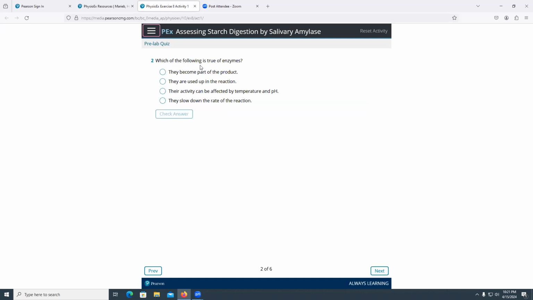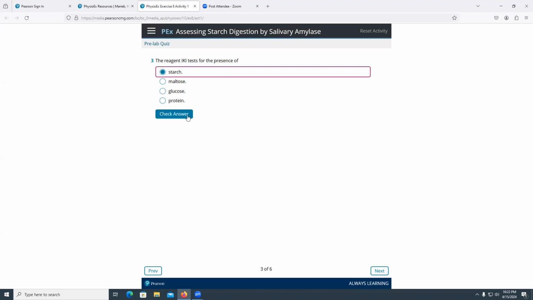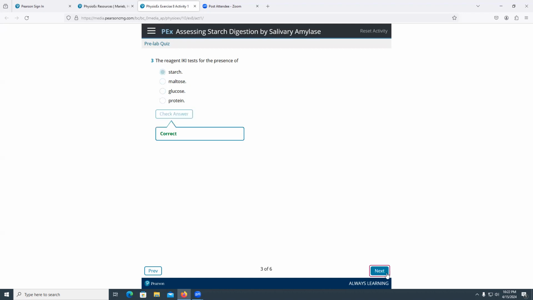Which of the following is true of enzymes? They are used up in their reaction. No, they're not. They become part of the product. No, they will not. Their activity can be affected by temperature and the pH, of course. Read no further. The reagent IKI tests for the presence of the reactant, which is the starch and carbohydrates.